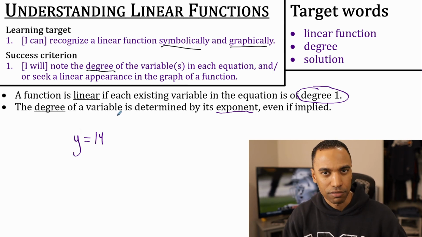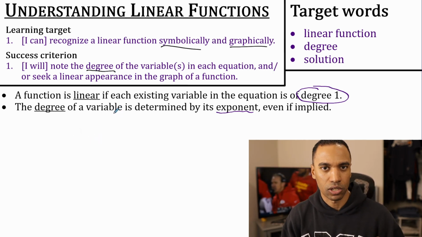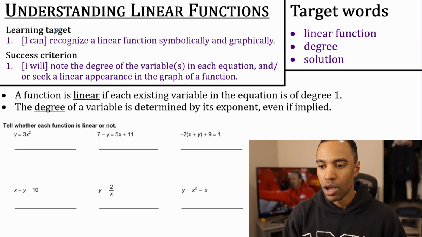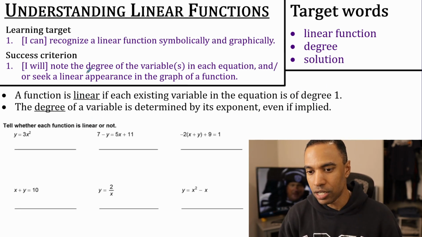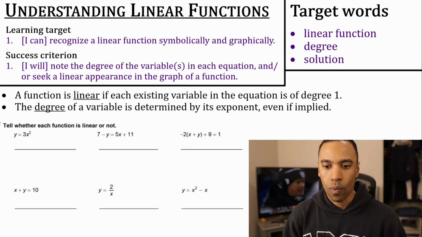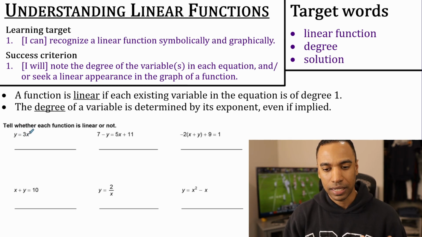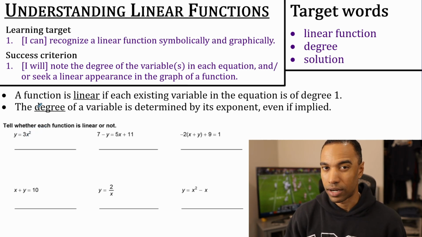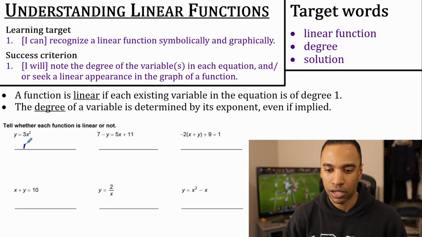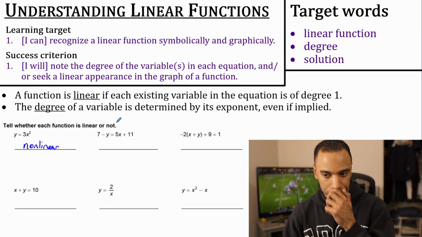It's also called a constant function, but linear, it also makes a line, so that's the important part. Okay, so let's go ahead and look at some examples. Tell whether each function is linear or not. Y equals 3x squared. Because this is of degree 2, it is a quadratic function, actually. This is nonlinear. No, definitely not linear function. That's one of those parabolas.